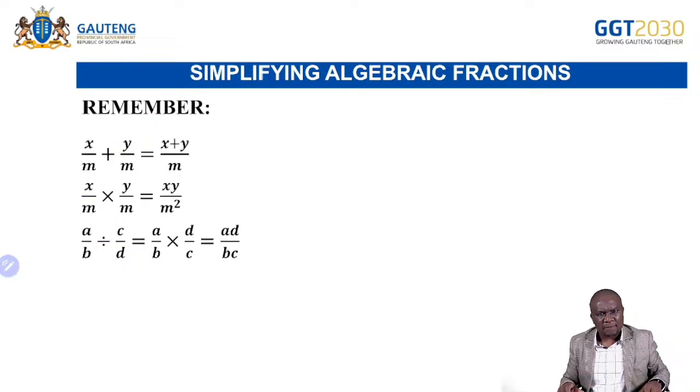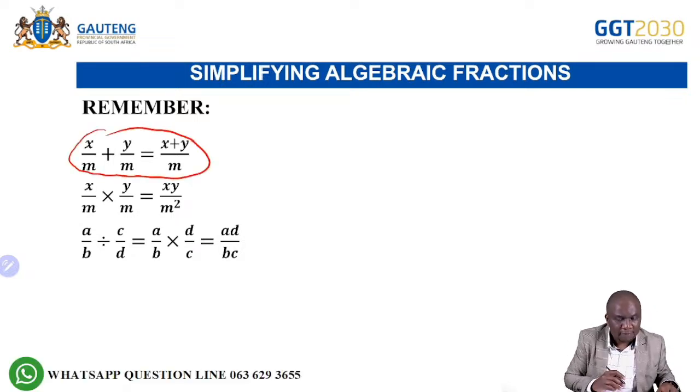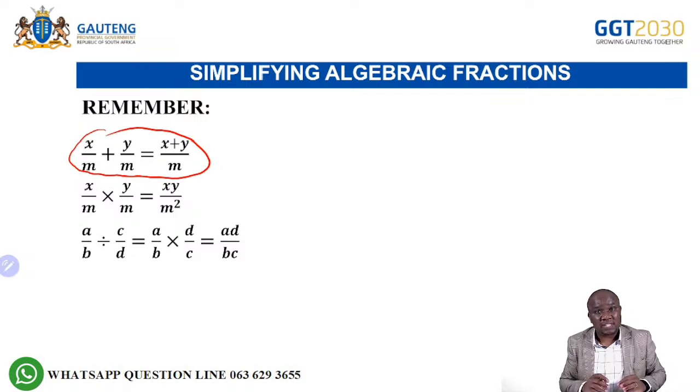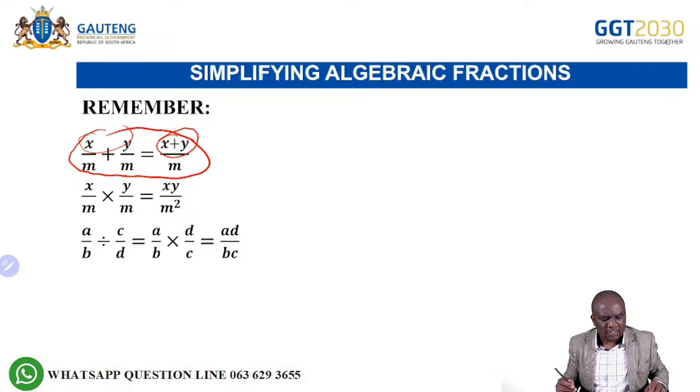I want us to remember this. We've discussed it: when you're adding fractions with the same denominator, or subtracting fractions with the same denominator, just add the numerators or subtract the numerators. So in this case, we're adding them, so just add the numerators over the common denominator.